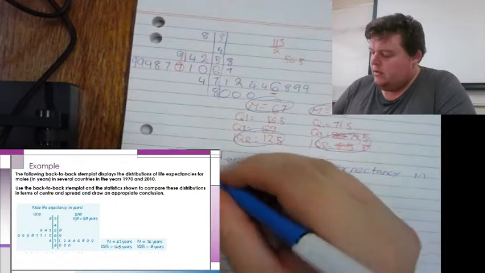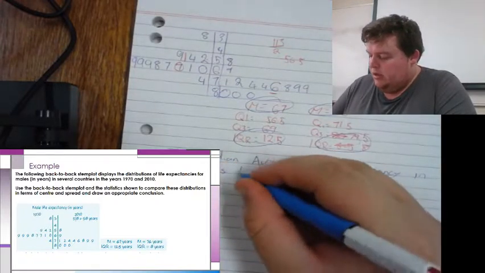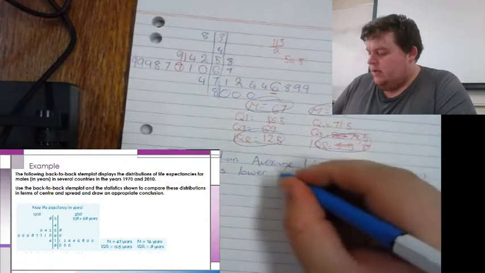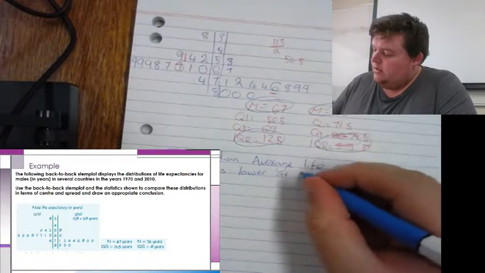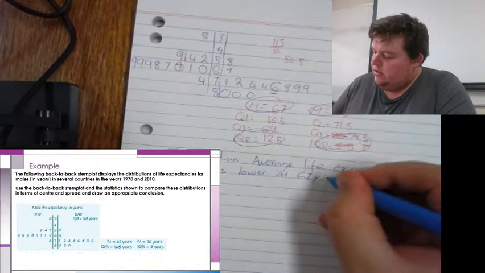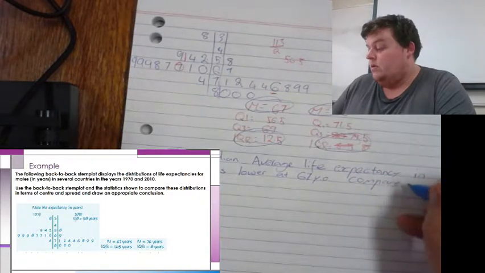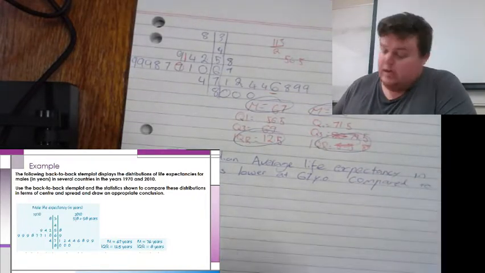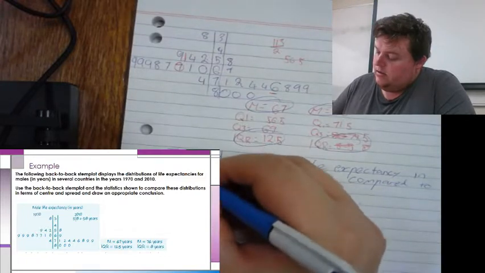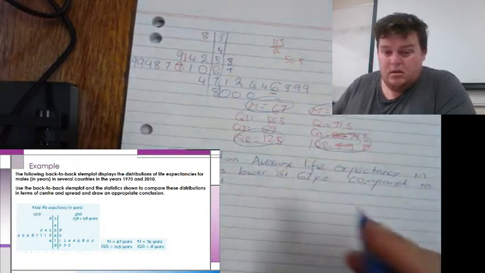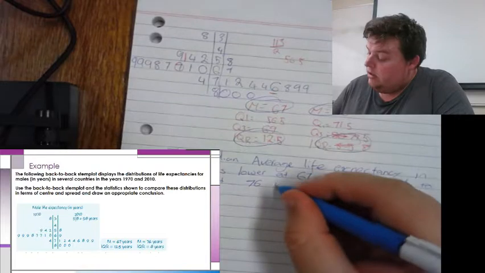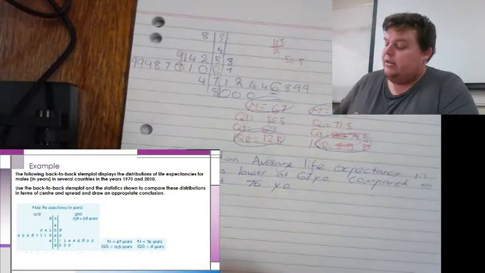The median average life expectancy in 1970 was lower at 67 years old compared to 2010 at 76 years old. So that's my comment on center.